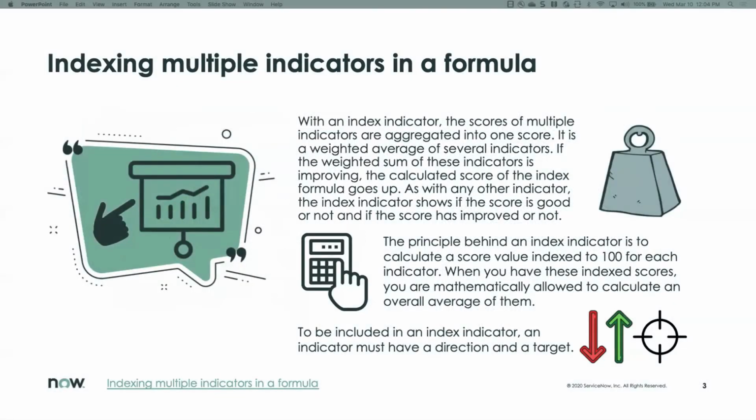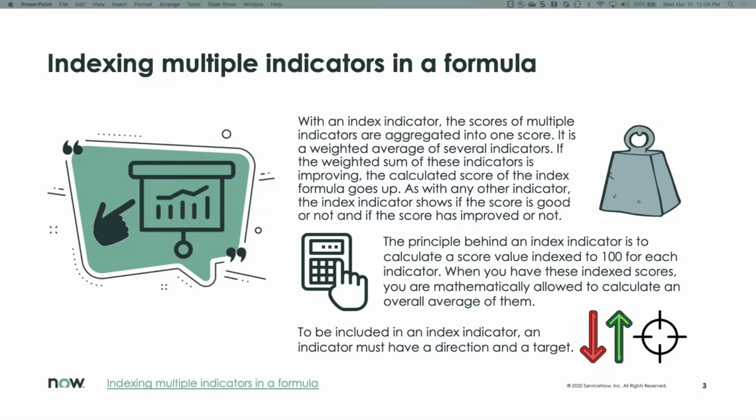So a little bit more information. Again, it scores multiple indicators, and they're aggregated into one score, and they're weighted. It's the weighted average, the weighted sum, of several of those indicators, and it's the calculated score of the index, and the formula can go up and down. The principle behind it is you want to take a calculated score value. In the example that we're going to do today, it's weighted, and there's a target of 100. So we want to make sure that we're getting there, and this is a good way of doing that.